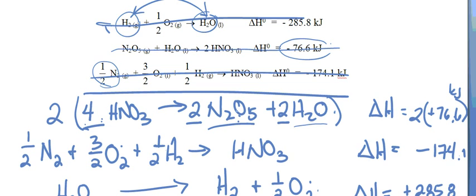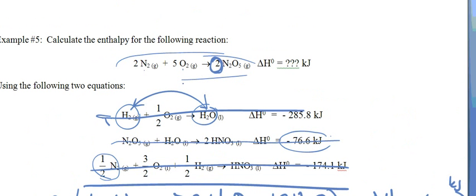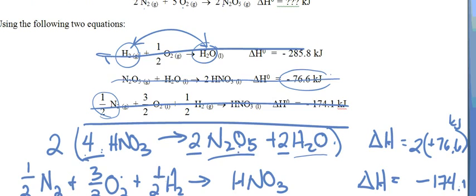So I have 2 N2O5s, which is good, because I had 2 of them up here. Let me erase that as well. Okay. So now let's focus on some other things.